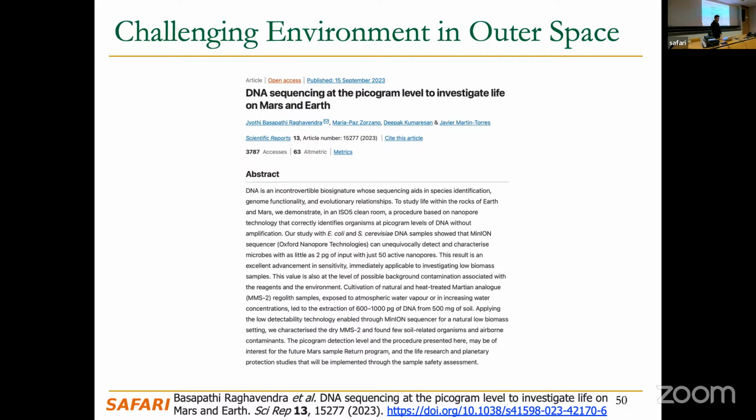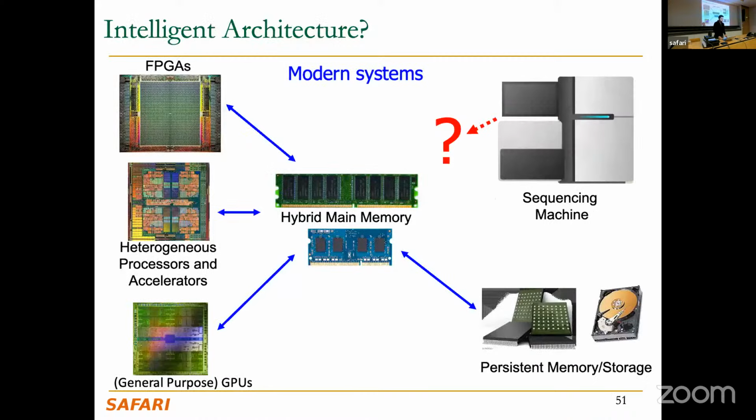If you're interested in this particular field, I would strongly suggest you take a look at it. What an intelligent architecture may mean is that we don't really have to use general purpose computing, but the goal is to find the best architecture and algorithm so that we can achieve our goal. For example, we may want to use a mobile device for genome analysis.